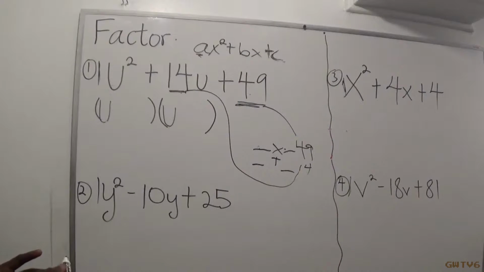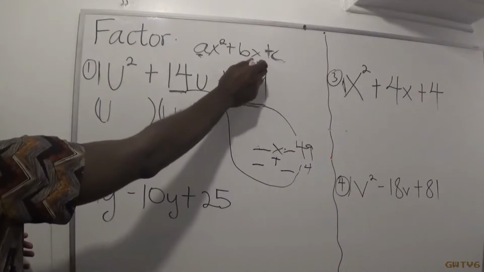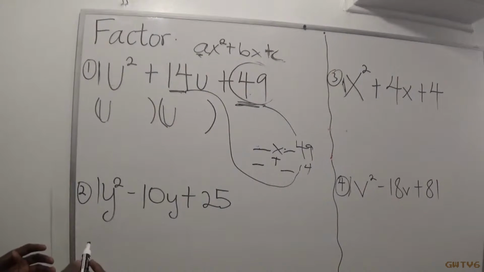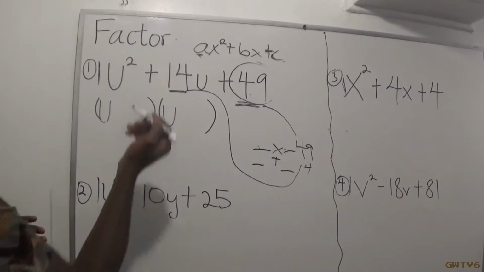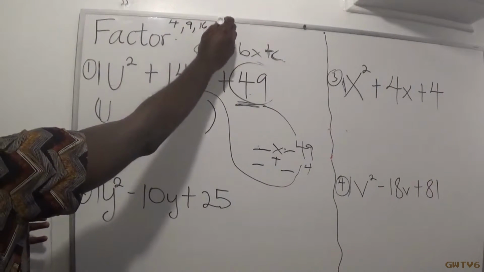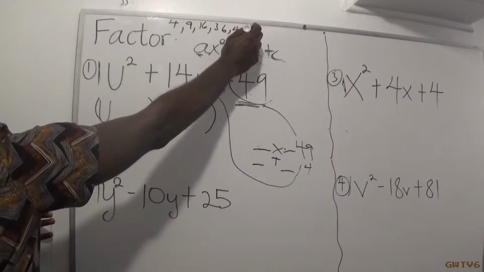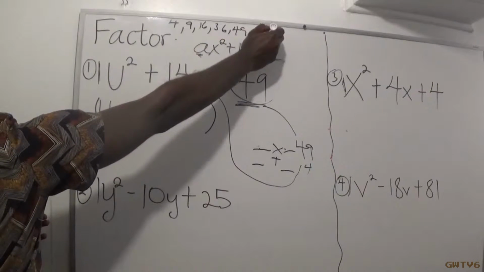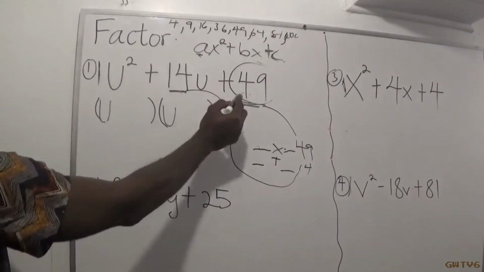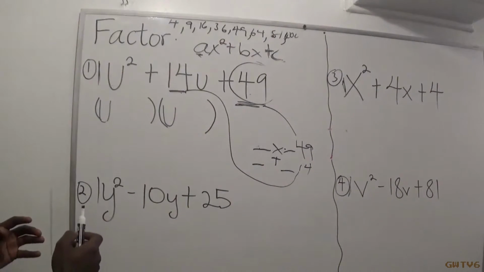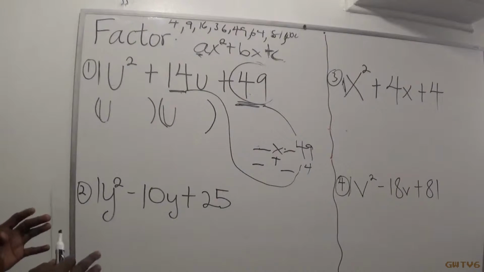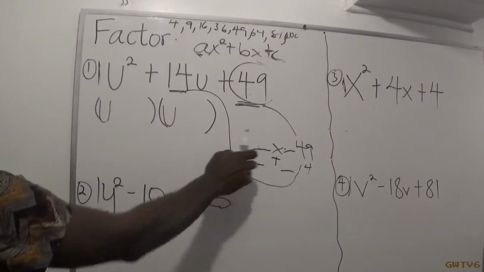Mostly, when this last number right here is a perfect square, you know what perfect squares are, right? Like we know 4 is a perfect square, 9 is a perfect square, 16, 36, 49, 64, 81, 100. So those numbers are perfect squares. Anytime this last number is a perfect square, and you know your perfect squares, you can find the two numbers easily.